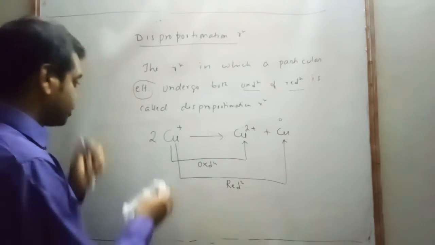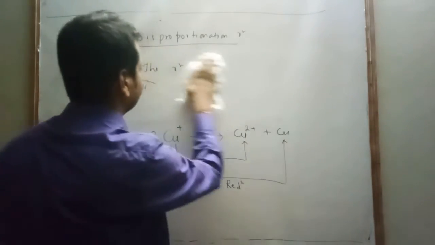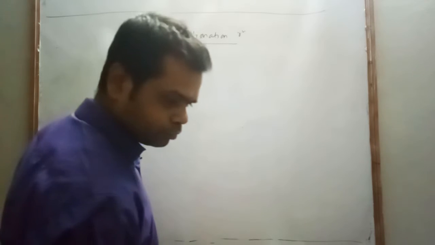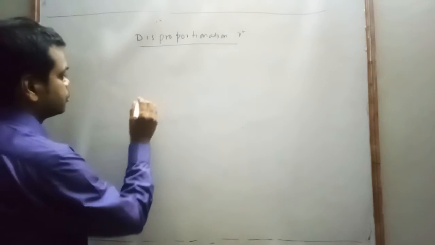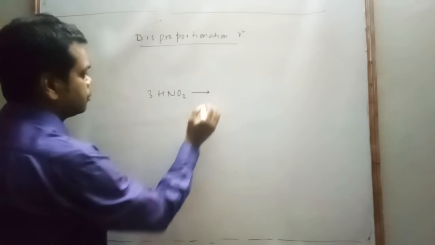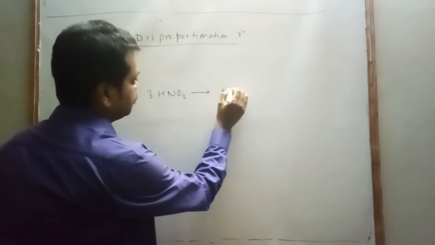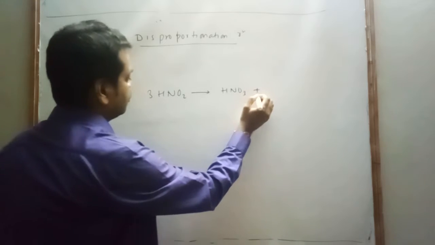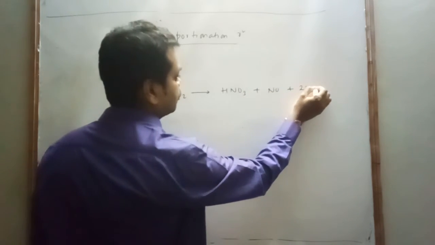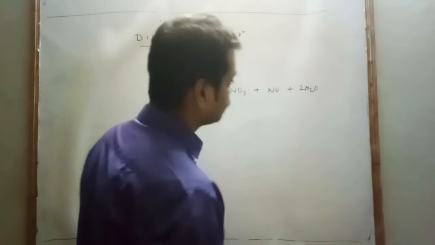If I take another example of a disproportionation reaction, this is 3HNO2 converting to HNO3 plus NO plus 2 water.